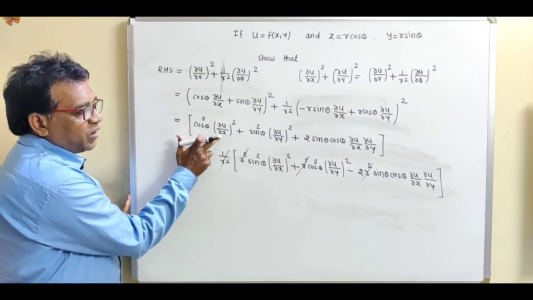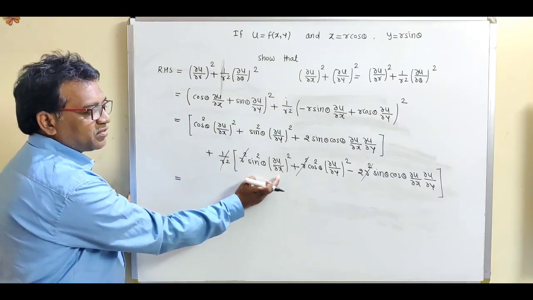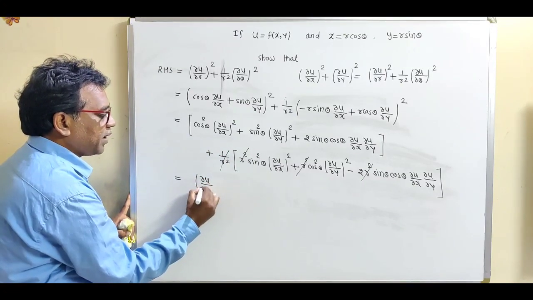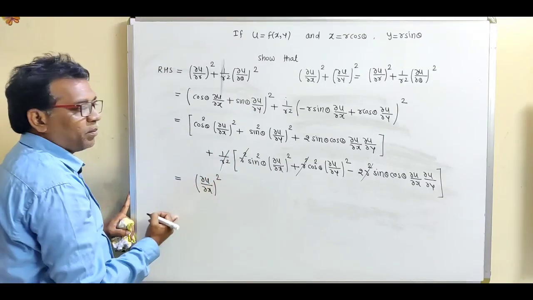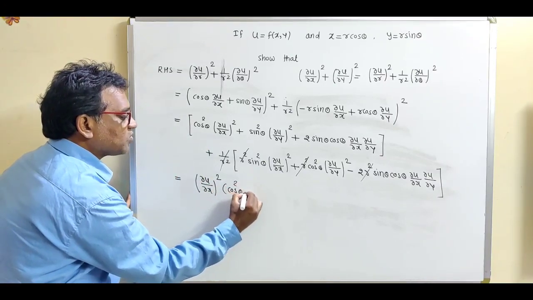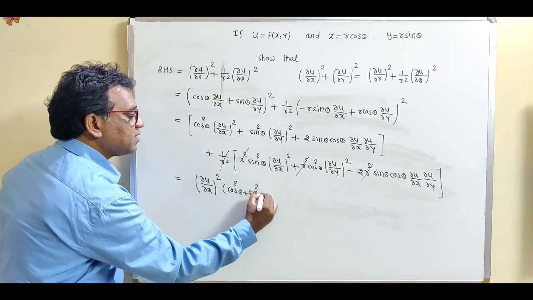Now let us take del u by del x bracket square, this is a common term. So right here, del u by del x bracket square is common. So what is the remaining term? This is cos square theta plus sin square theta.